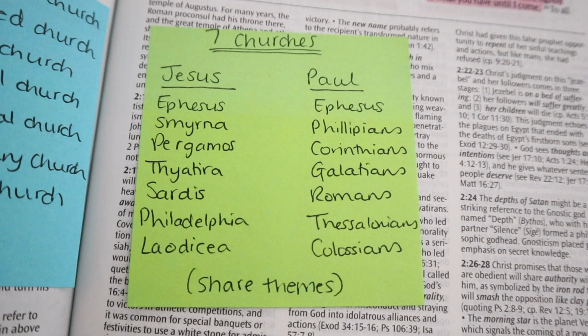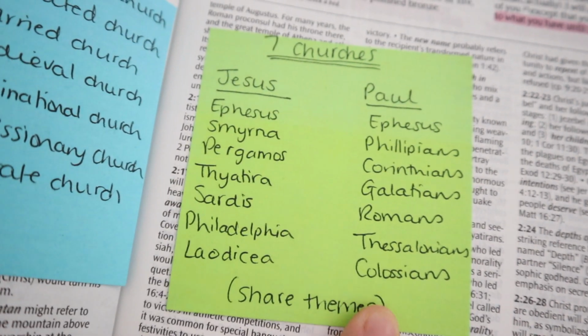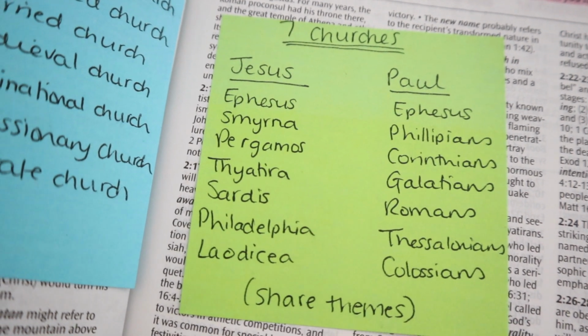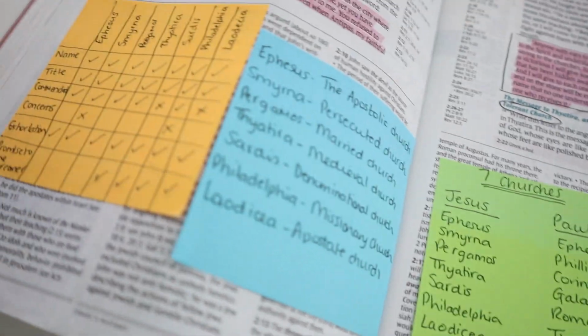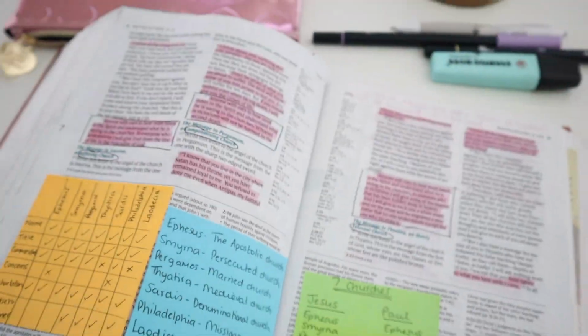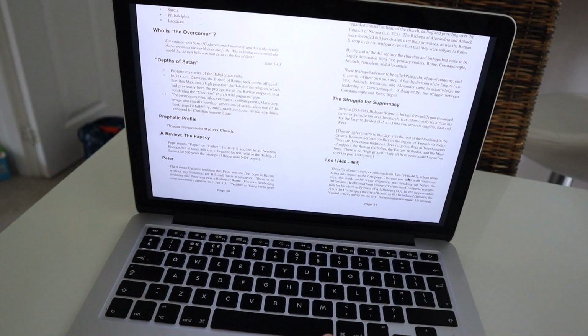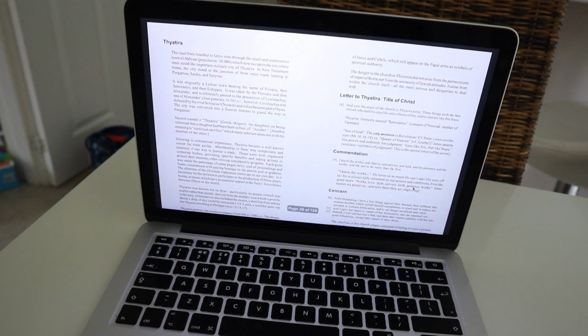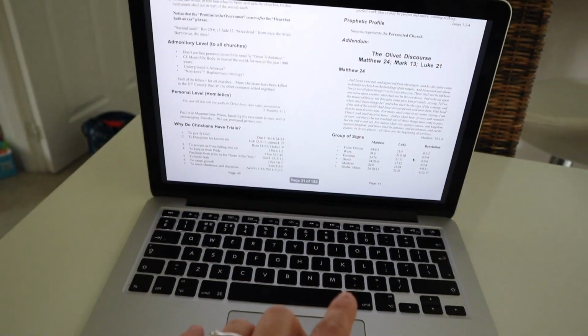And then I've also just compared the churches of what Jesus talks about in Revelation to the churches that Paul wrote to in his letters. So they do share themes. So when I find out extra information like that, I just stick it on a post-it note into my actual Bible, so then I've got it there for reference. But Chuck Missler does have his study notes on the internet, which I will also link down below because he gives lots and lots of lovely information. But I'll link that down below as well, so it's really useful.